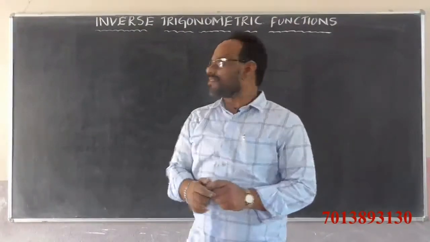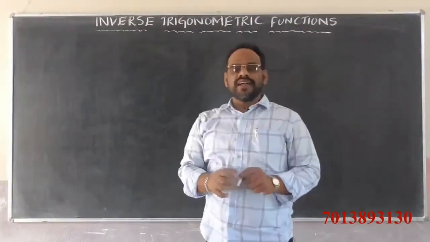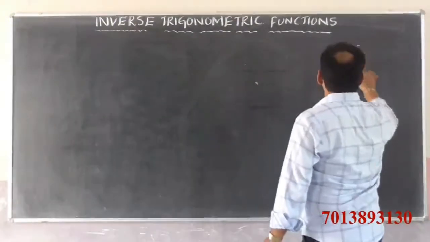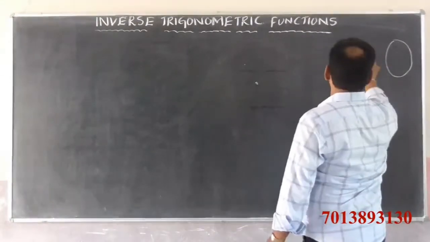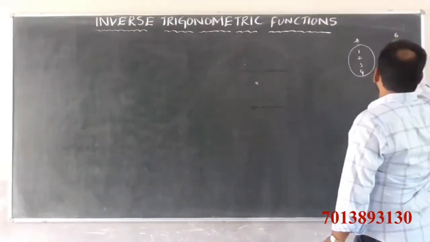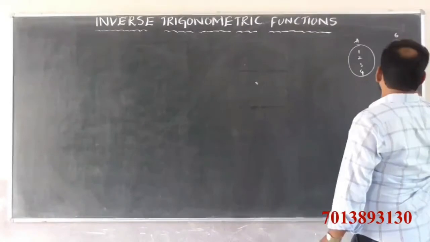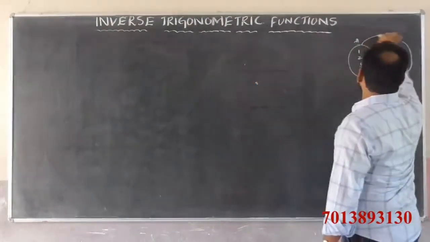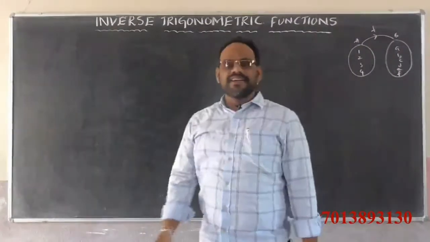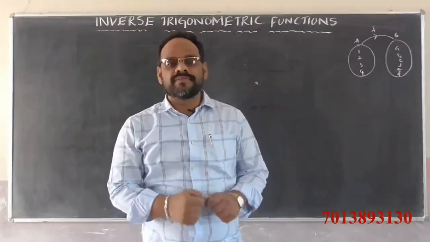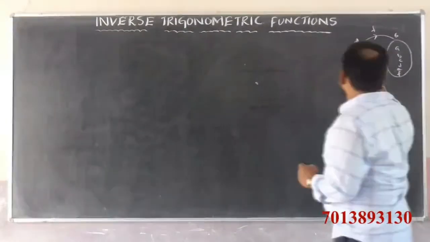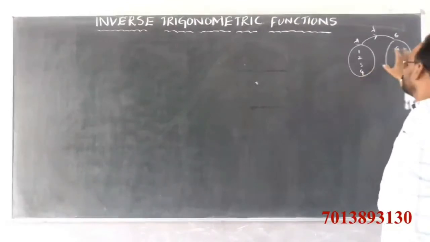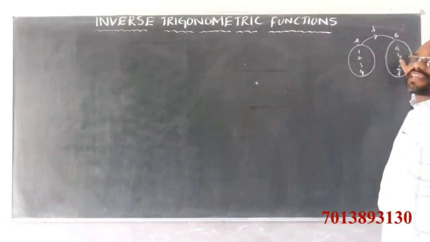Before going to inverse trigonometric functions, we already know what a function means. If A and B are two non-empty sets, and F is a relation from A to B, then F is said to be a function if every element in set A is associated with a unique element in set B.